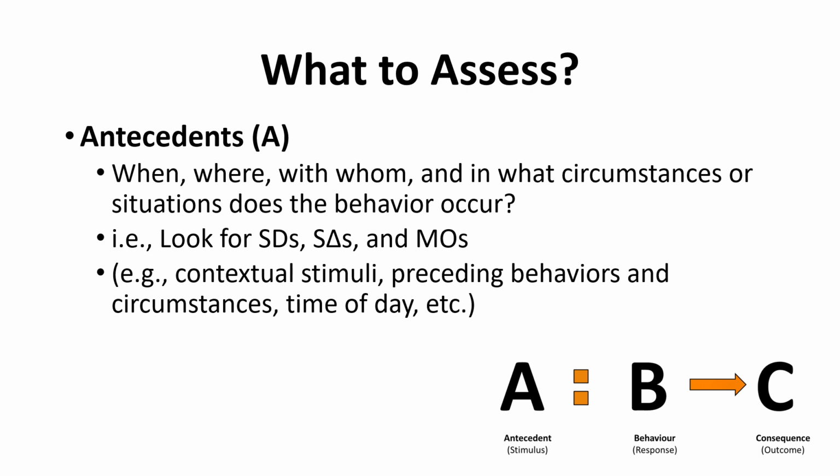We want to evaluate where, when, with whom, and in what circumstances or situations our behavior occurs. Basically, what's the environment in which this behavior is happening? So we can look for our SDs, our discriminative stimuli, and S deltas, hand in hand with those SDs. We might also want to look for motivating operations, things like establishing and abolishing operations. Basically, we're identifying all of the contextual stimuli, the preceding behaviors and circumstances, maybe even time of day, whatever is going on in that environment that might be making it possible or making it more likely that that behavior is going to occur in that situation.